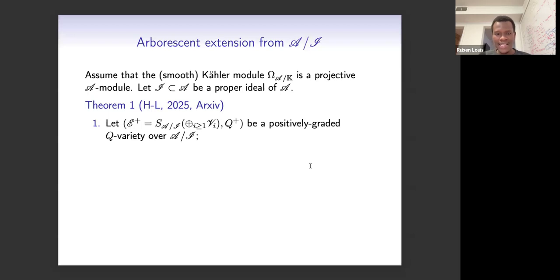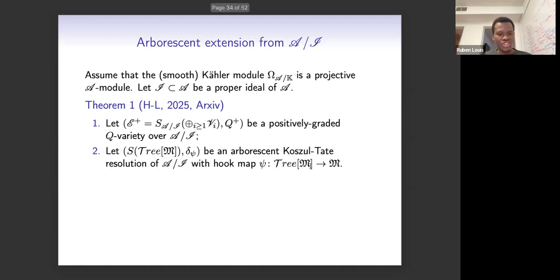And then the V_i here, they are modules over A, okay? And then we just take the quotient A over I, and then we call this E plus. And then assume that we have an arborescent Koszul-Tate resolution of this quotient A over I, together with a map psi from the tree to M. And this map, which we call hook, is a way to say how the M is related to the tree.